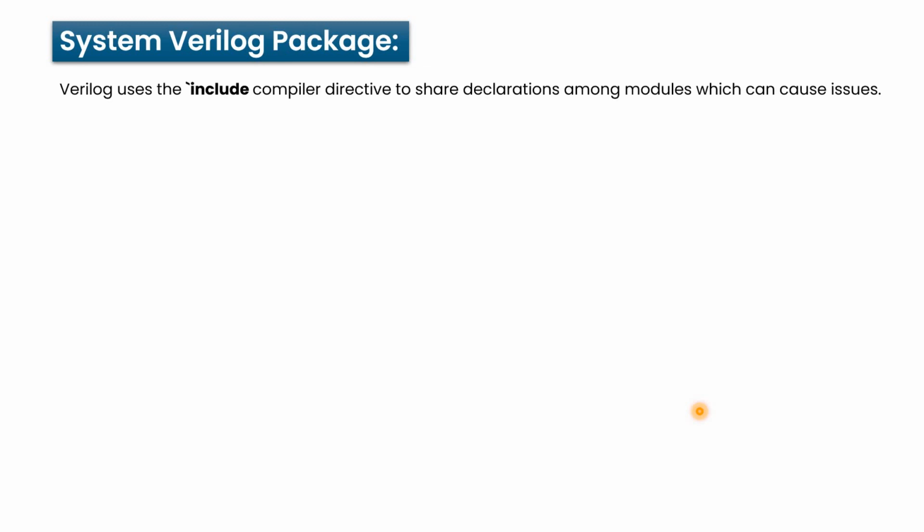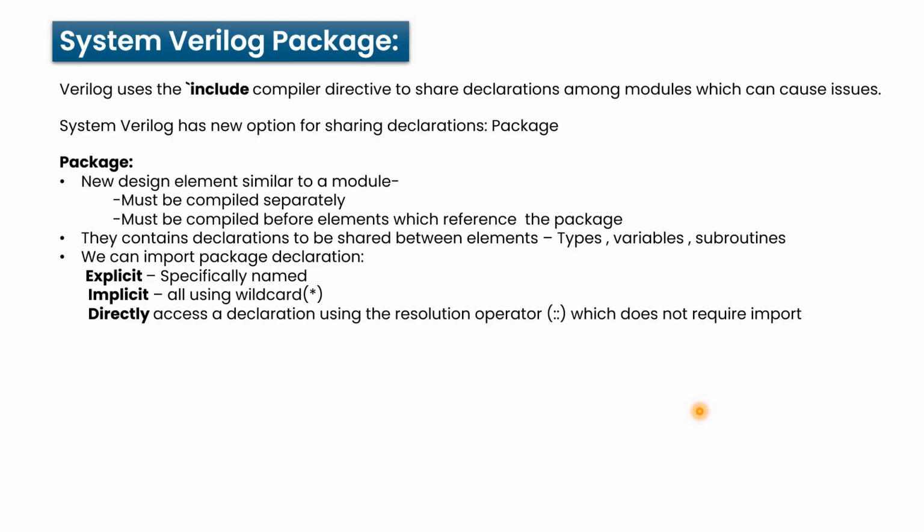Now let's understand another important feature of SystemVerilog, which is package. What is a package? First, let's have a reference to Verilog. In Verilog we use the tick include compiler directive to share declarations among modules, which can cause issues. SystemVerilog has a new option for sharing declarations, which is called a package. A package is a new design element similar to a module.